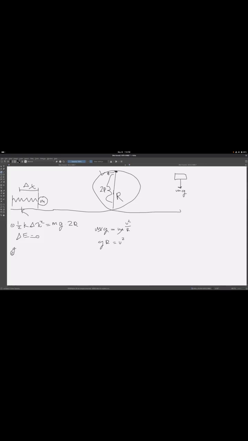But if we wanted to actually make it the entire loop, we need 1/2 k delta x squared to equal mg(2r) plus 1/2 mgr, because that's 1/2 mv squared, but the v squared is gr. So then we have, equals, again, this is 2r here, messed that up, 5/2 mgr. So then we can solve for delta x if we know k.